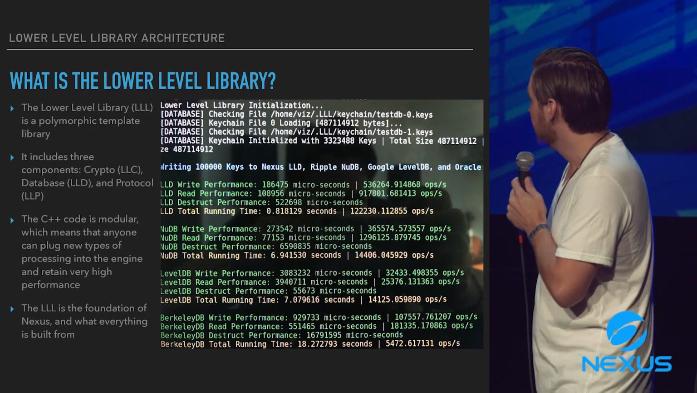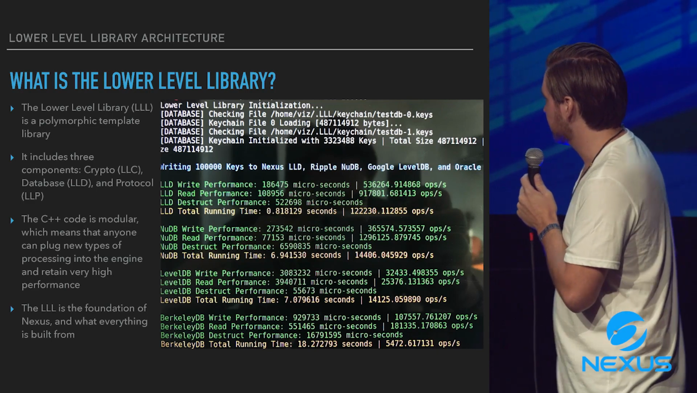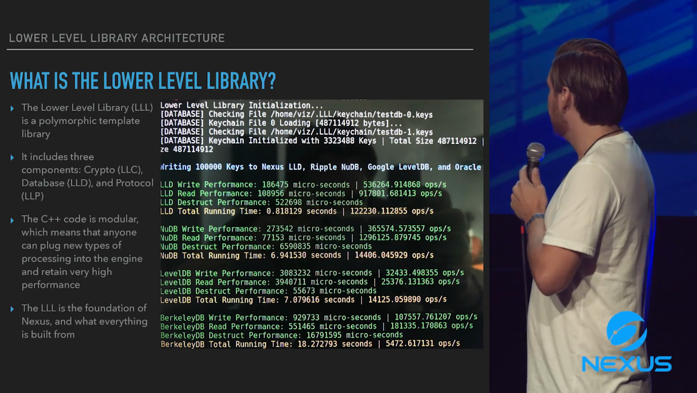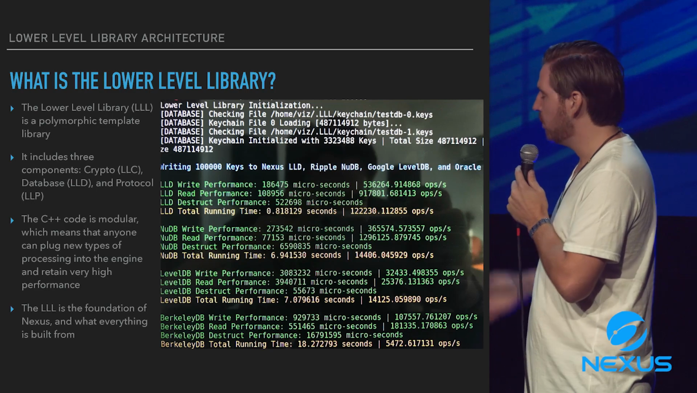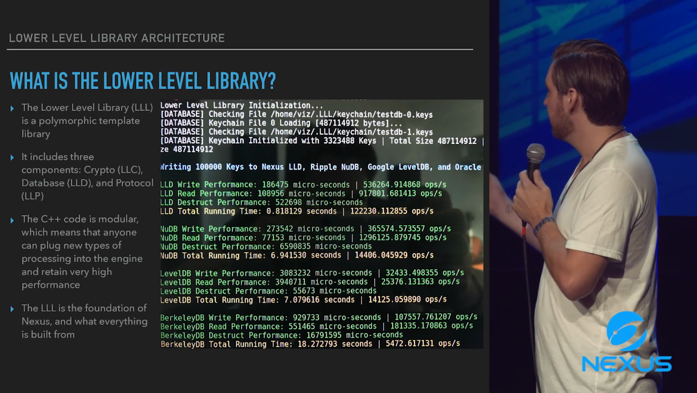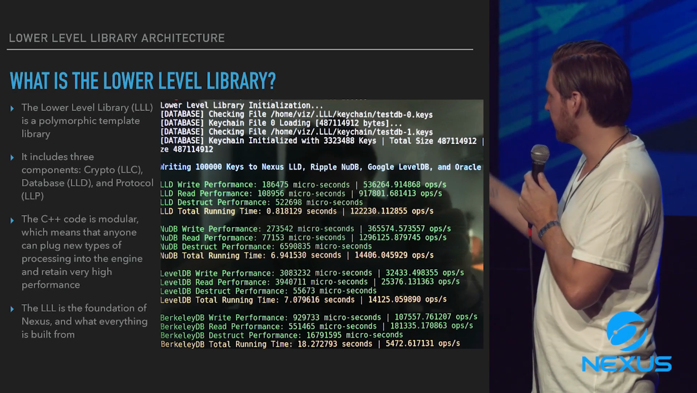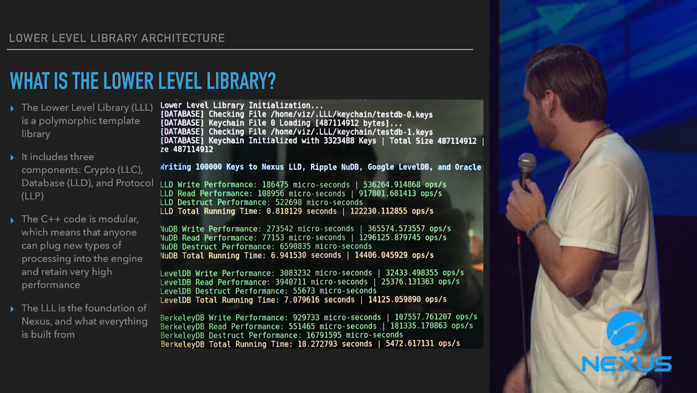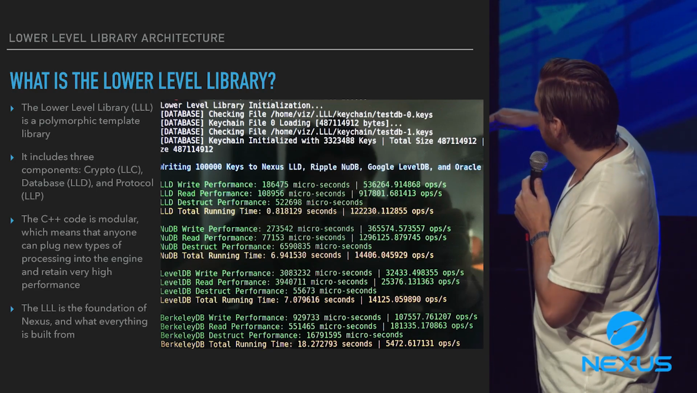917,000 reads per second, and then the destructor time, which is just a cache thread running in the background. So I just counted that to be a little more fair. But essentially, overall, 0.81 seconds for the total execution time. Ripple's NewDB, 7 seconds. LevelDB, 7.07 seconds. Oracle, 18.27 seconds. As you can see, significant difference.